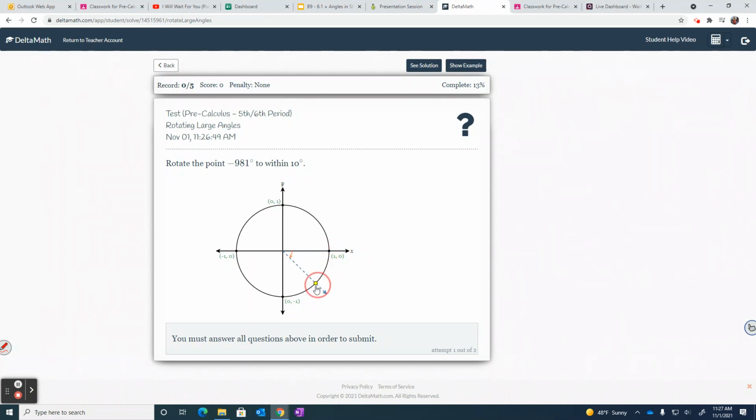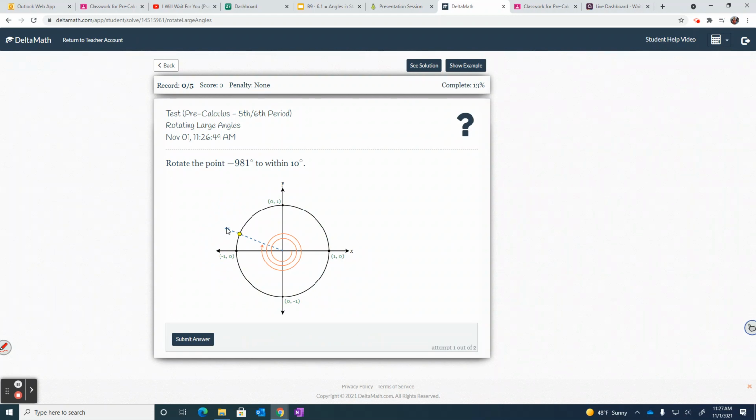So if I go this way, I know I'm going to go negative, right? One way around would be negative 360. If I go around again, I'm at negative 720. And then I'm going to have to add to that, negative 720, it's going to be negative 810. What you might want to do, this is what I would do, is add multiples of 360. So if I added 360 to this, and you might want to use a calculator, that would leave me with negative 621. And then add 360 again. And that's going to leave me with negative 261.